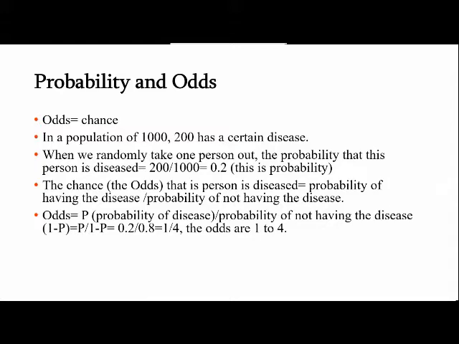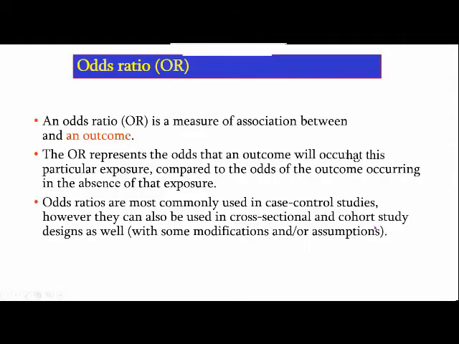Sir, odds is equal to chance. So we need to know the probability and odds to calculate for the population in statistics. Then we come to the odds ratio, which is the measure of association between the exposure and outcome. The odds ratio represents the odds that an outcome will occur given a particular exposure, compared to the odds of the outcome occurring in the absence of that exposure.